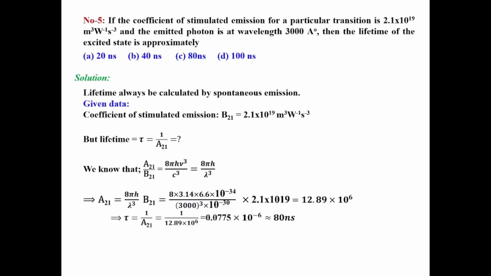Okay. Now we are going to go for our next question, question number 5. In question number 5, it is given that the coefficient of stimulated emission, that means B, for a particular transition is 2.1 times 10 to the 19, and the emitted photon wavelength lambda is given as 300 angstrom. Then the lifetime of the excited state is approximately what? So, a two-level laser system. B21 is given; we need the lifetime tau of the upper level. The lifetime is reciprocal to A, the coefficient of spontaneous emission. We studied that A is inversely proportional to tau, or A equals 1 by tau.